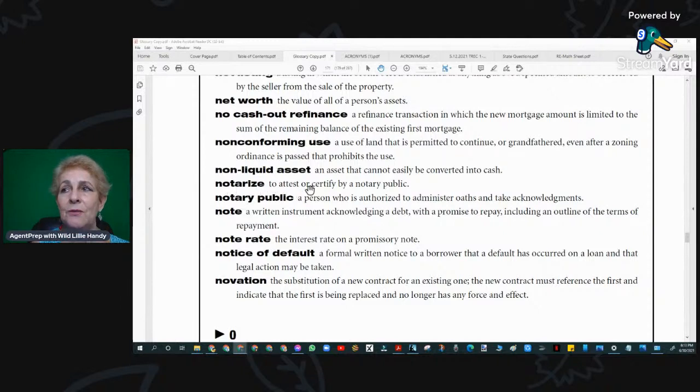Notarize, to attest or certify by a notary public. So all the title companies, the escrow officers, they are also notaries, right? Because they have to witness the sellers and the buyers signing all the documents at closing.